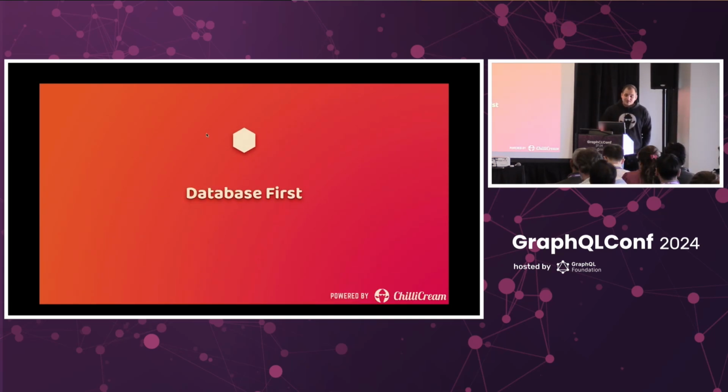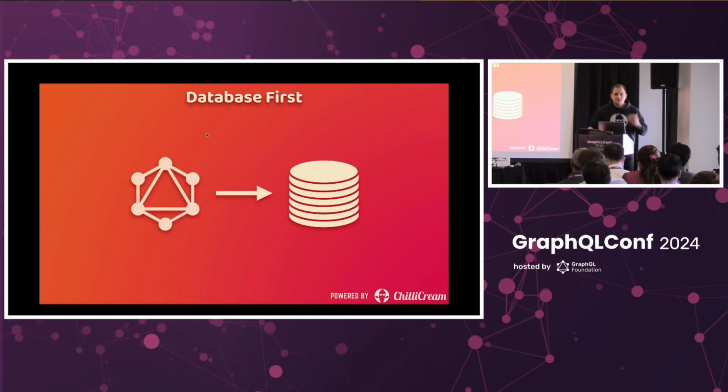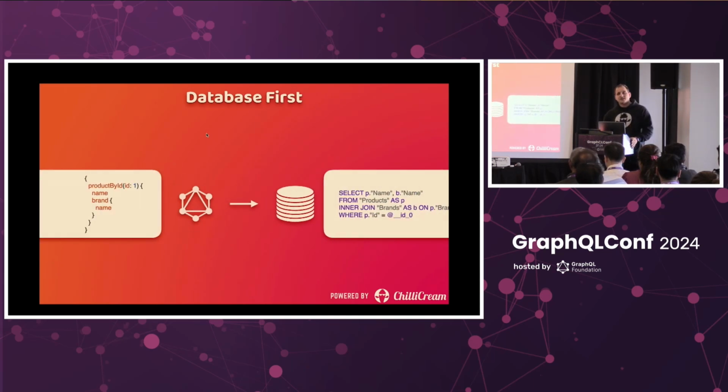So let's start with database first. And as the name suggests, at the center of database first, you have a database. And in front of this database, you have a GraphQL API. And when a request is made to this GraphQL API, the request is taken, compiled by the API into a SQL statement, and executed on the server.